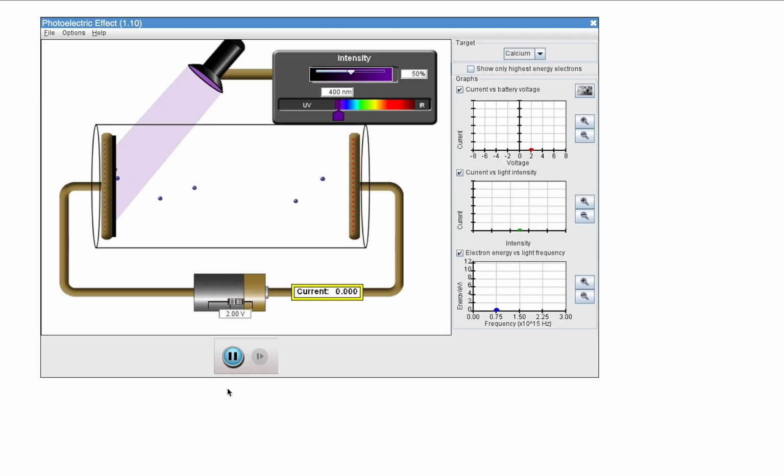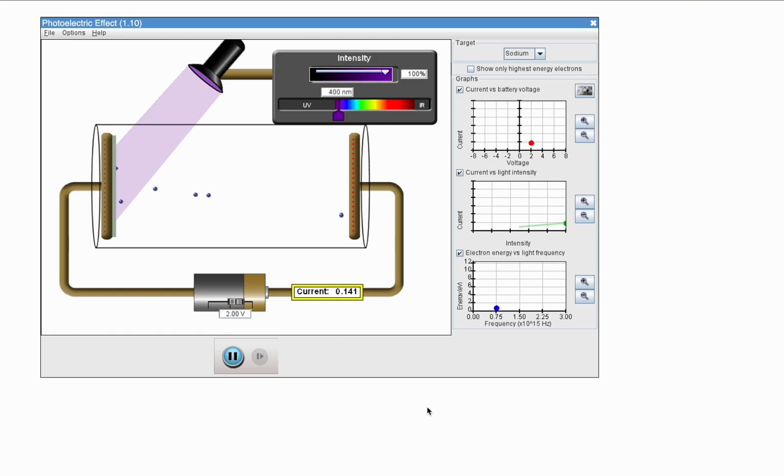This is demonstrated by switching the selected metal from sodium to calcium. Notice that under the same conditions, calcium is emitting way fewer photoelectrons than sodium. This is because calcium has a higher work function than sodium, meaning it requires more energy for electrons to start moving. The relationship between light intensity and photon emission is directly proportional.